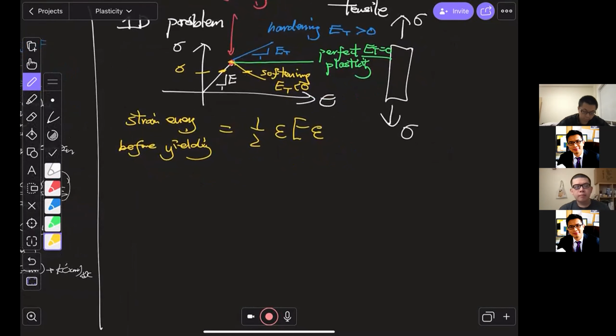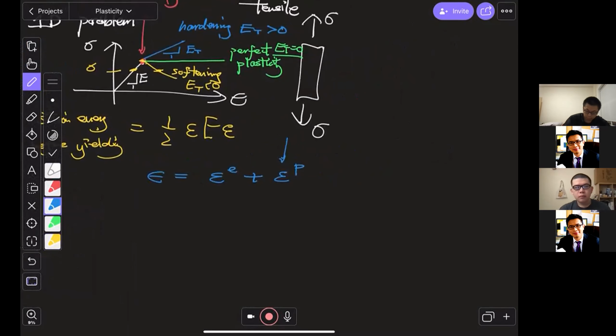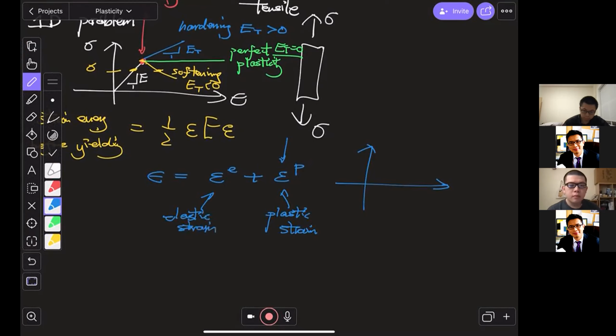So how do we solve that problem? First of all, we need some additional tools. We consider that the strain itself can be partitioned into the elastic part and the plastic part. So how do I define that plastic part? It will be defined as follows. This is the plastic strain, epsilon p, this would be the elastic strain, and this would be the total strain.